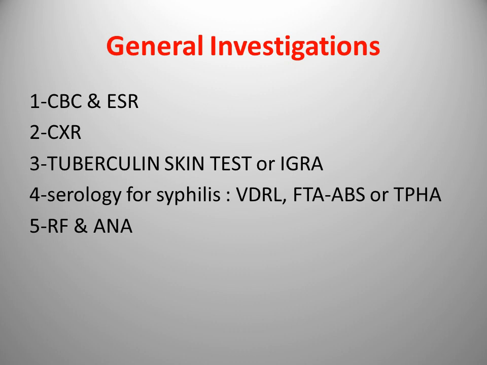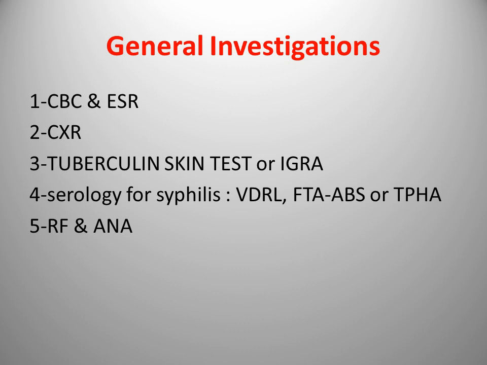Number one, complete blood count and ESR. Of course, it gives us a general idea about the condition. Sometimes it can diagnose the case alone. It may show very frank abnormalities that will direct the condition to the hematologist. Number two, chest X-ray. With the chest X-ray I may see hilar shadows for sarcoidosis. I may see a focus for pulmonary TB, although most cases of ocular TB have negative pulmonary TB, but it may be positive. Number three, tuberculin skin test or IGRA test.